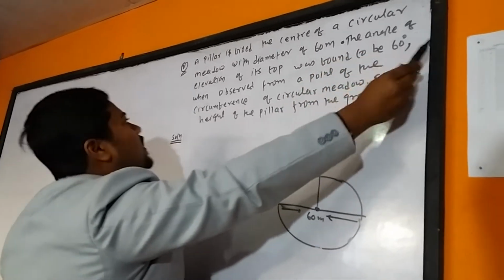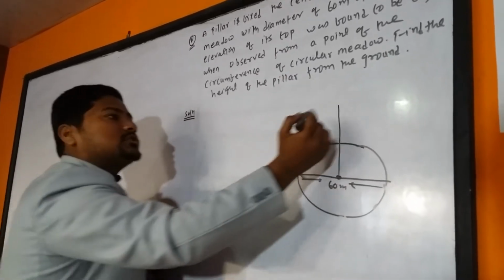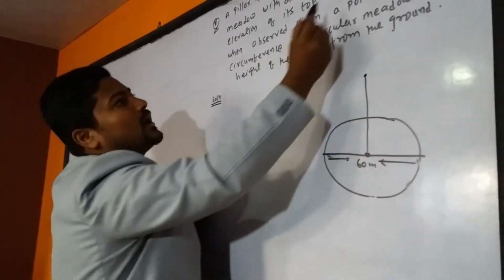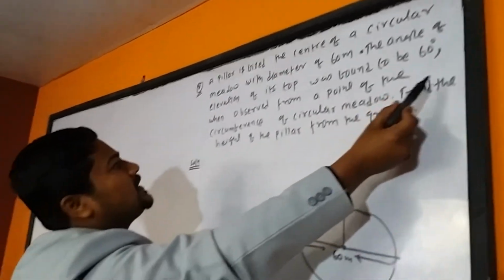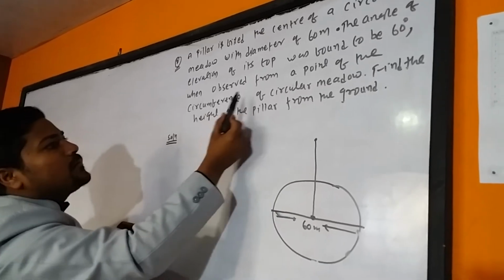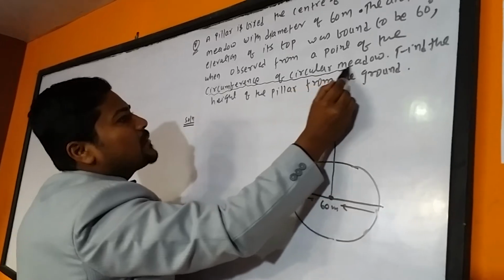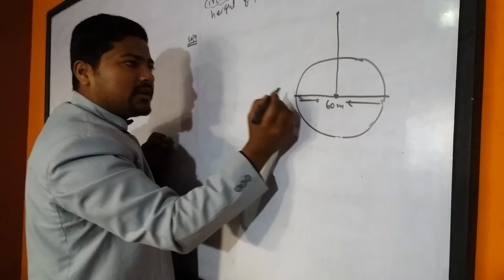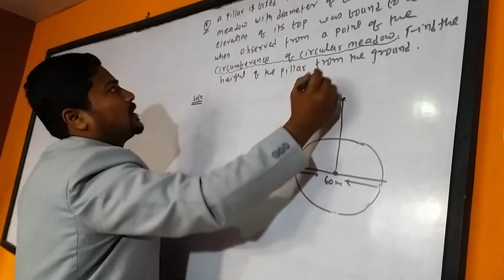And then the angle of elevation of its top. The angle of elevation of its top means what? From bottom to top observing. Am I right? Yes. So now here the angle of elevation of its top was found to be 60 degree when observed from a point on the circumference of the circular meadow. Circumference of the circular meadow means the circle, from any point on it, the top of the pillar is observed.